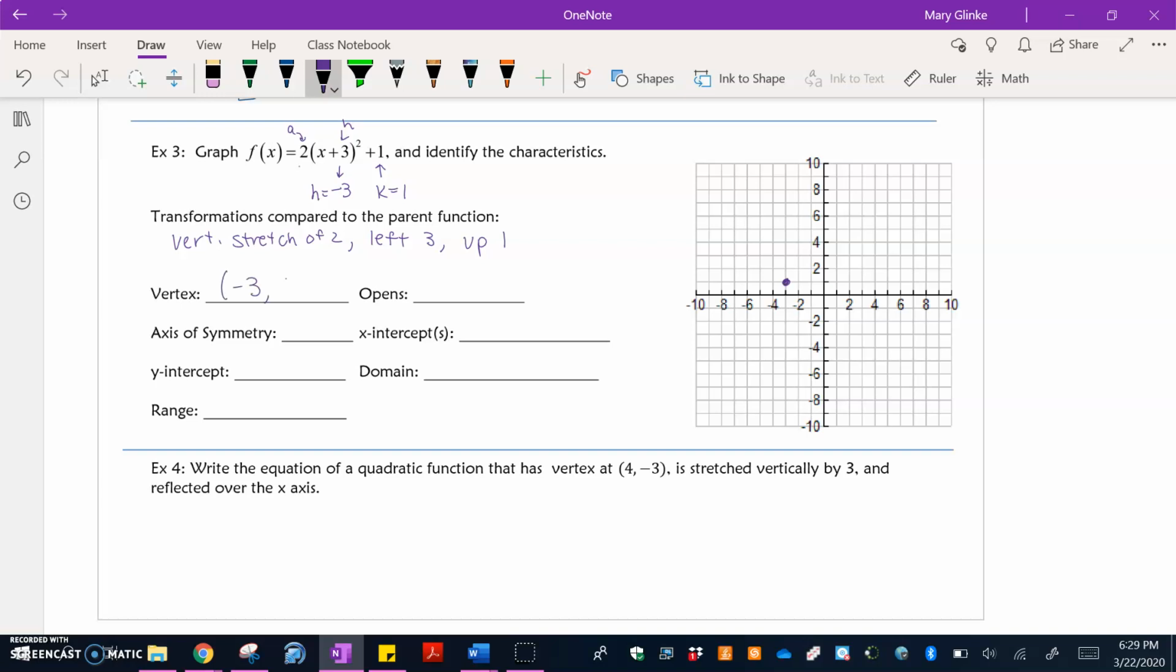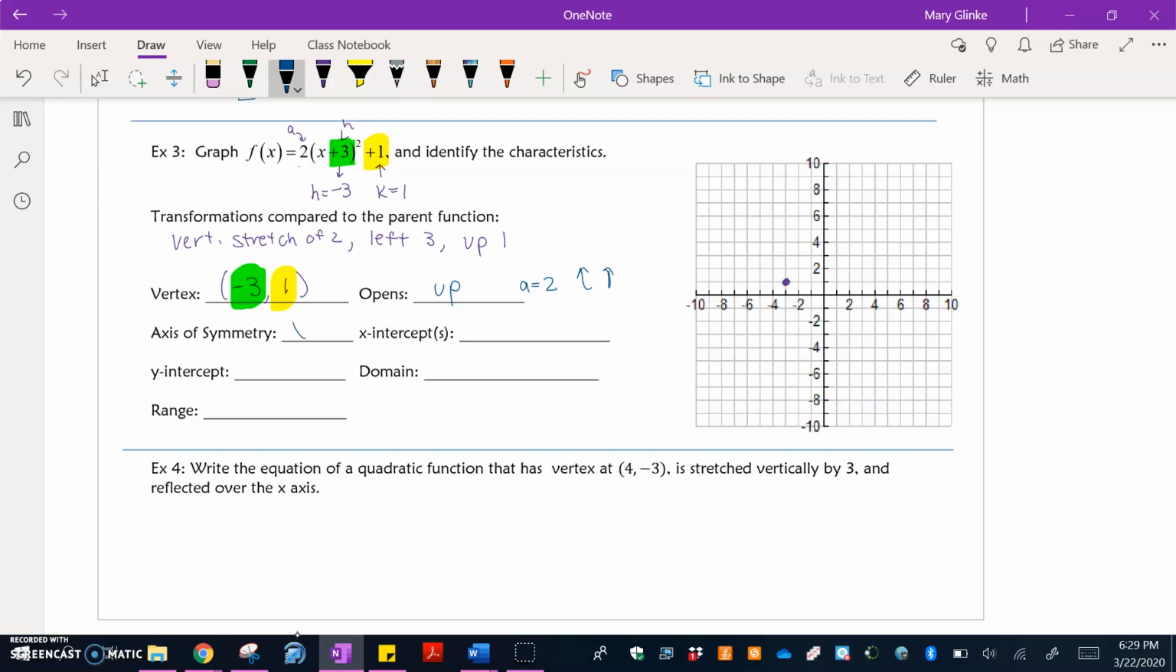It's at (-3, 1). Again, notice whatever's inside the parentheses flips, and instead of a positive, it becomes a negative. And then for your k value, whatever your k was, this was +1, it remains the same. This graph is going to open up, and I know that because my a value is 2, which is a positive number. So that means my graph is going to look like this.